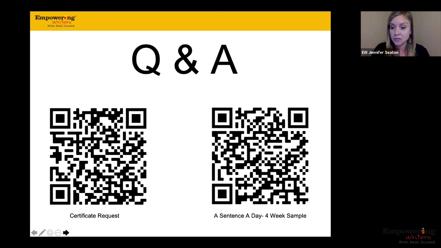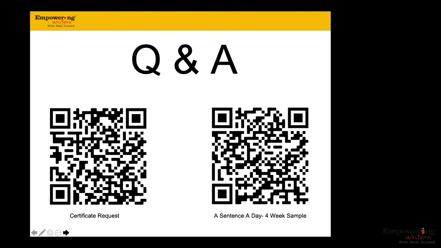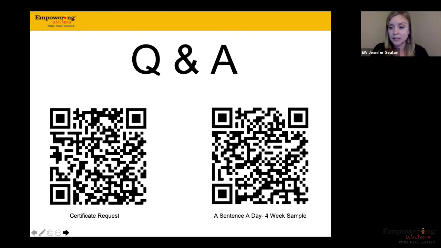So if you go to www.empoweringwriters.com, you'll notice across the top bar, one of the last options says store. Once you get into the store, you'll look for the editing and revising materials and search for your grade level. There will be a description there for you. You can order directly through there, or you can order with a PO.